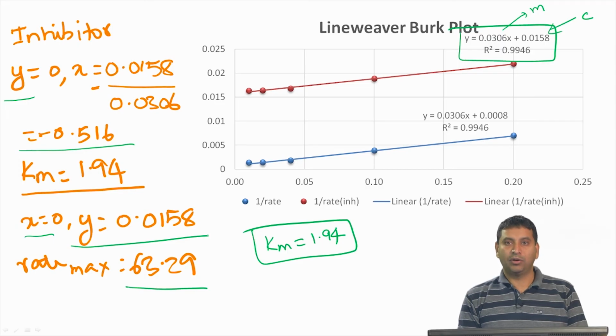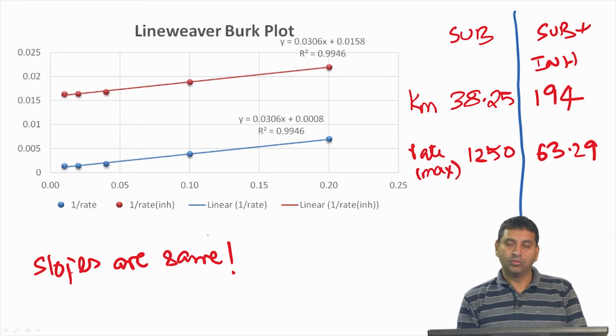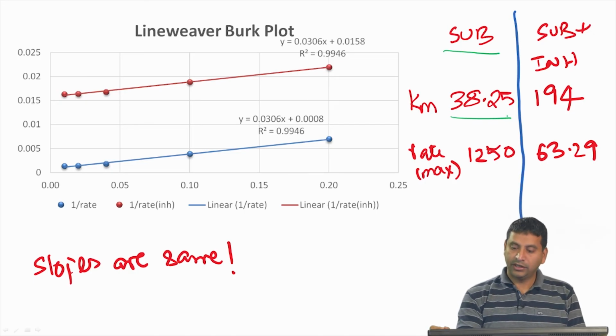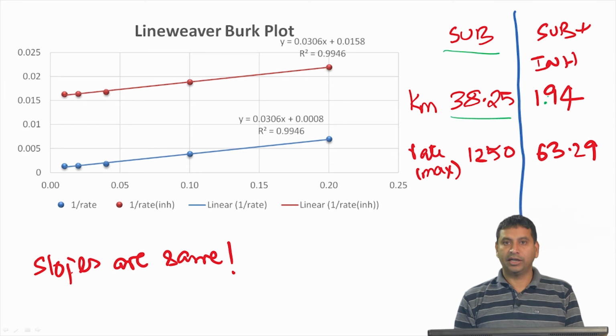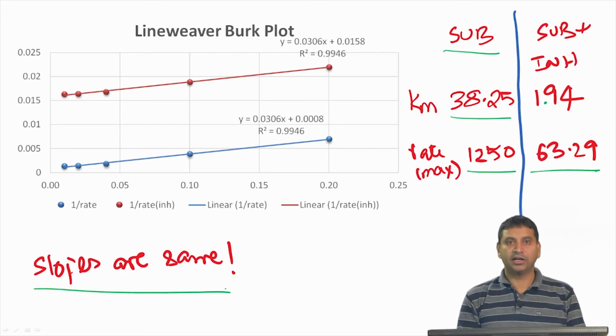Now, just by looking at the plot, we can see that the slopes are similar if not identical, because they look like parallel lines. So, indeed the slope is identical, which is 0.0306, and now let us compare the two situations. In the presence of the substrate alone, the Michaelis-Menten constant is 38.25, and in the presence of the inhibitor it is 1.94. The rate max is 1250, which is a fairly large number. In the presence of the inhibitor, it goes down to 63.29. But as we can see from the plots, the slopes are identical.